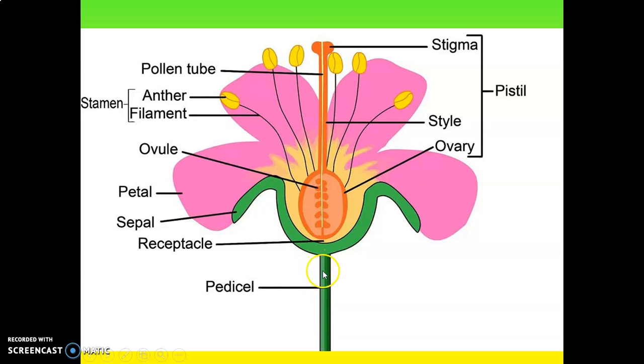And the pedicel down here is the part that supports the flower, and it's the beginning of the stem.